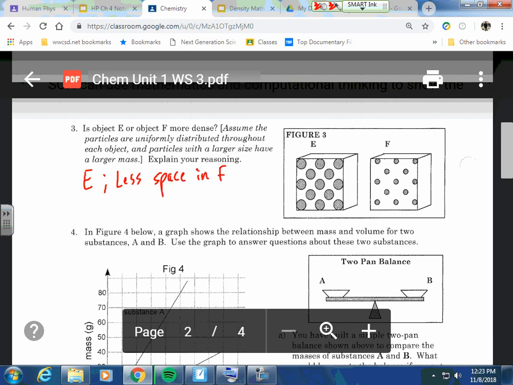Okay, so 13 dots is what I count. 1, 2, 3, 4, 5, 6, 7, 8, 9, 10, 11, 12, 13. So they each have 13 particles. These ones have more mass. Okay, so if we've got more mass in the same volume, we're going to have a higher density, right? That's what we were just talking about in the last part.